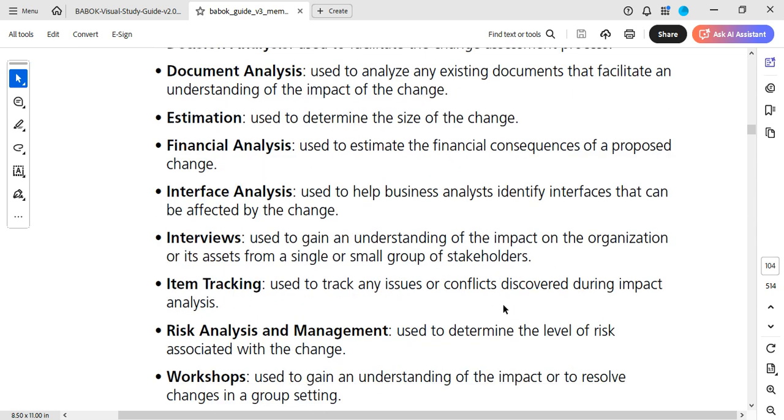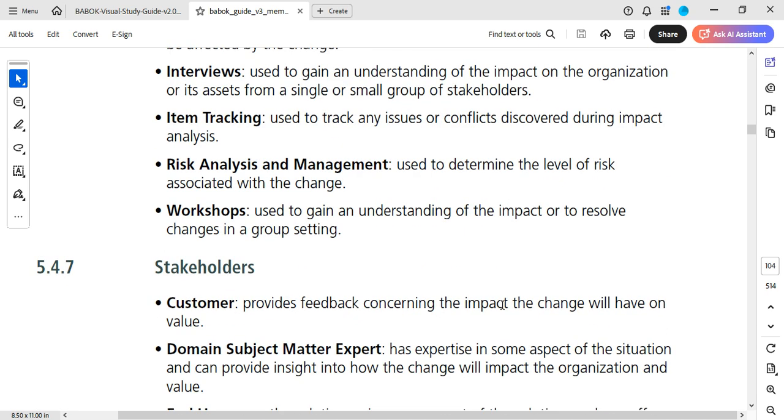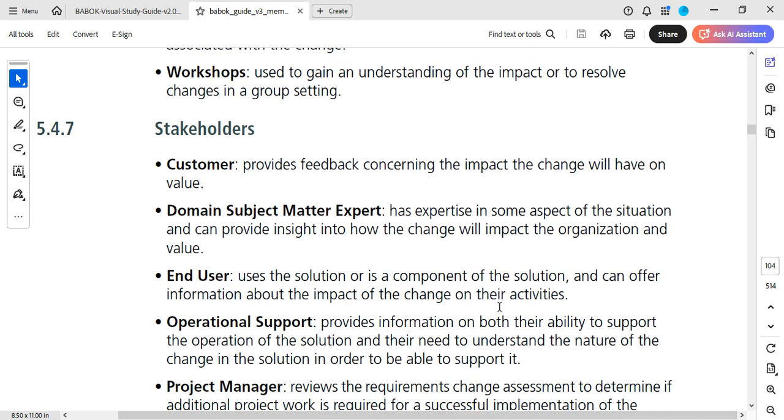Estimation used to determine the size of the change. Financial analysis used to estimate the financial consequences of a proposed change. Interface analysis used to help business analysts identify interfaces that can be affected by the change. Interviews used to gain an understanding of the impact on the organization or its assets from a single or small group of stakeholders. Item tracking used to track any issues or conflicts discovered during the impact analysis. Risk analysis and management used to determine the level of risk associated with the change. Workshops used to gain an understanding of the impact or to resolve changes in a group setting.